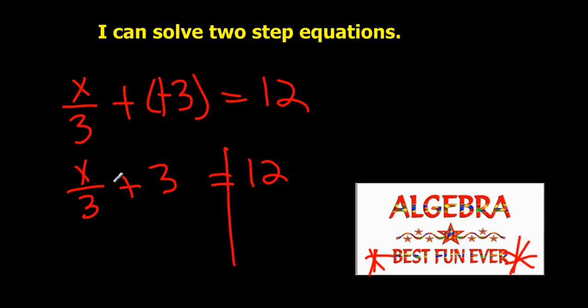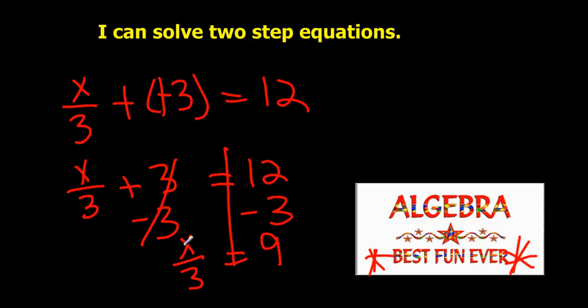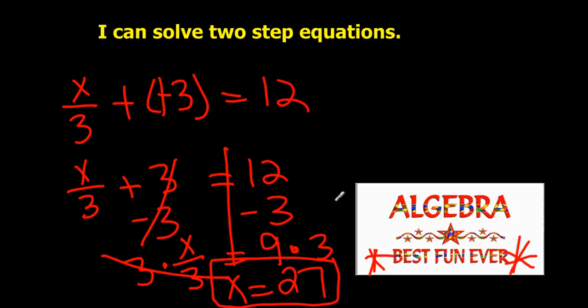Draw my line. If I have plus 3, what's the inverse? It's minus 3. If I do it here, copy, paste. These cancel. I get x divided by 3 equals 12 minus 3 is 9. Now I have x divided by 3. To undo divide by 3, I multiply by 3, copy, paste, keep it the same on both sides, keep it equal. These cancel. I get x is equal to 9 times 3 is 27, and the x is all by itself. Let's check and see if it works out.